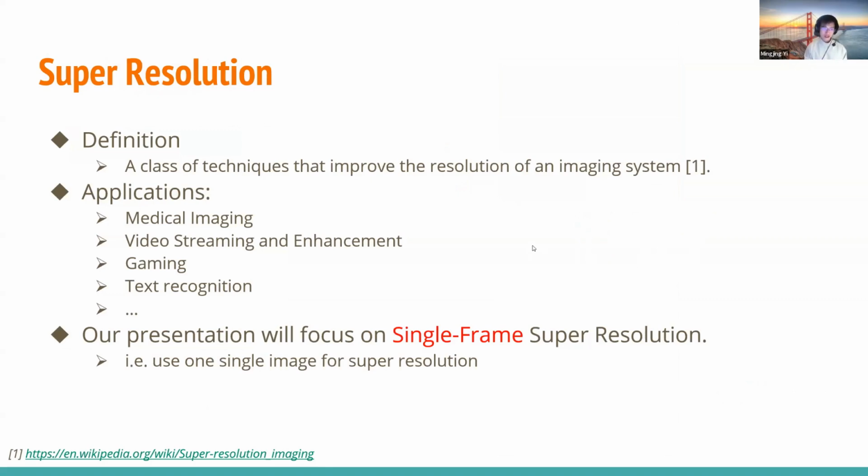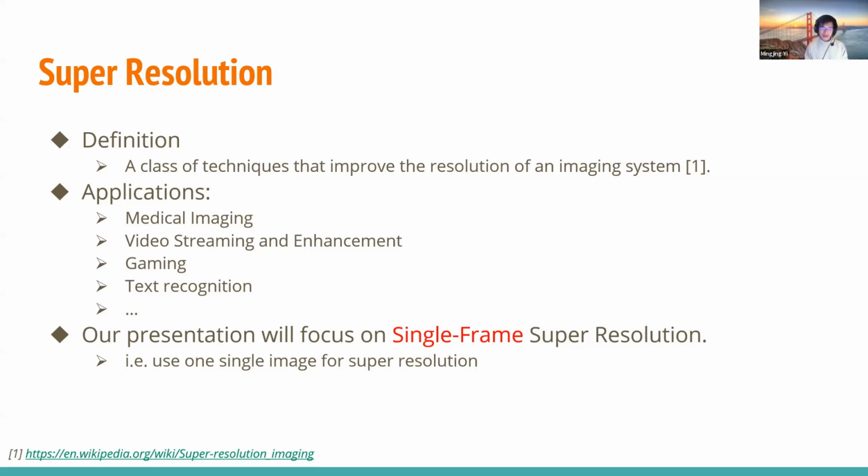The official definition is that super resolution is a class of techniques that improve the resolution of an imaging system. And there are many crucial applications of it. The first one is medical imaging. In the medical field, many images are obtained by X-ray or some scanning machines, but the problem is that they might not be that clear because of the resolution. So if we can have medical images with higher resolution, it can help doctors diagnose patients and improve the accuracy overall.